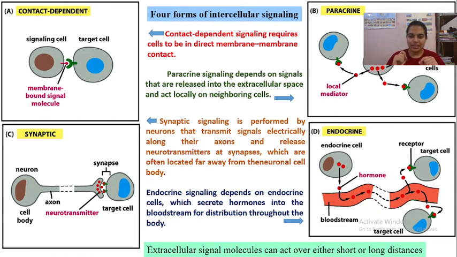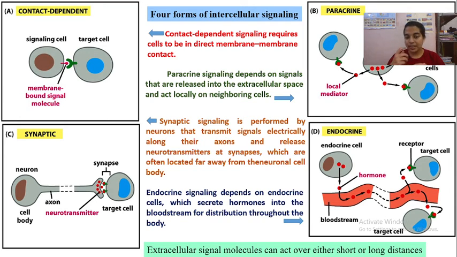In the synaptic signaling pathway, first of all, we have to know that it can be seen in neurons. Between the axon of one neuron and the dendrite of another neuron there is a space, that is the synapse. There a neurotransmitter is released as the signaling molecule, and the receptor present on the dendrite will get these signaling molecules and further turn on the signaling pathways.